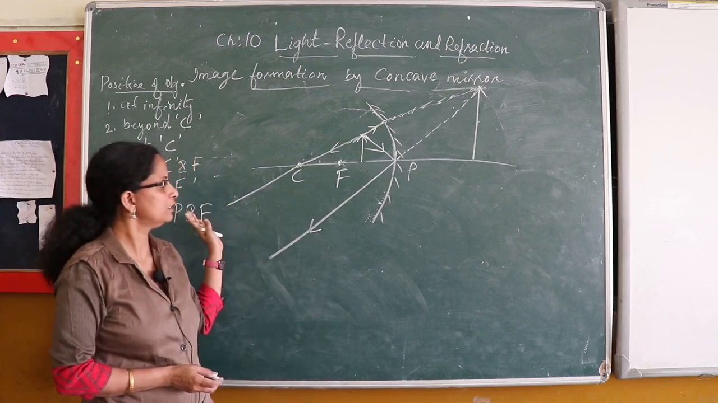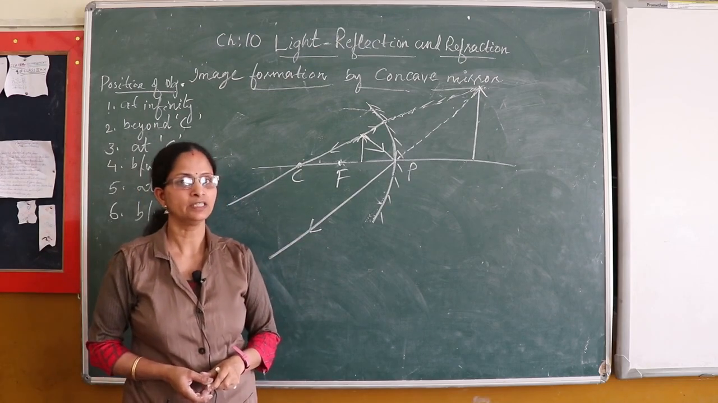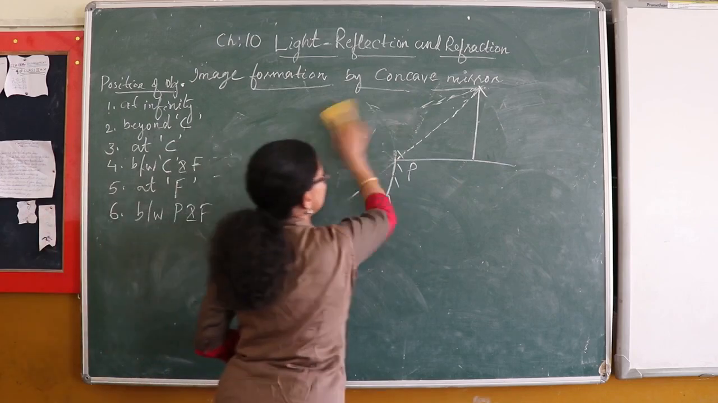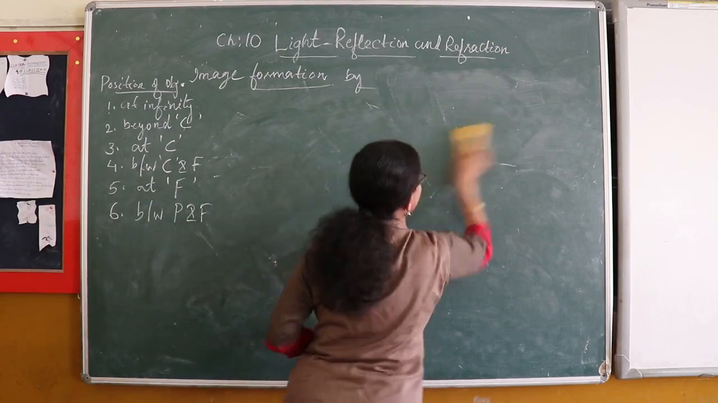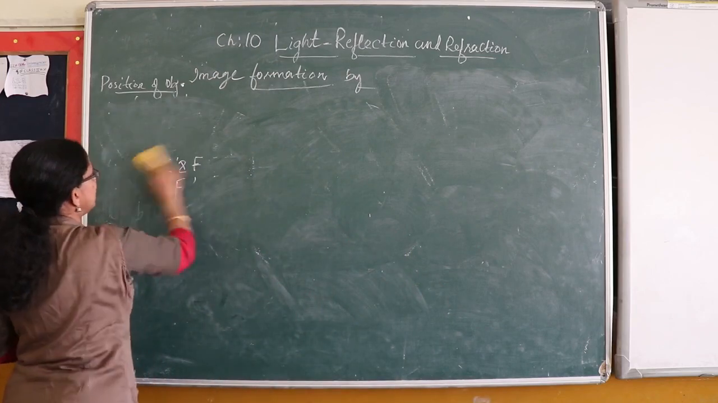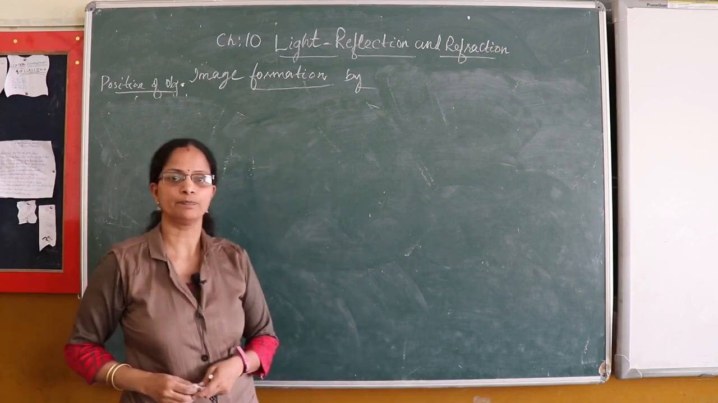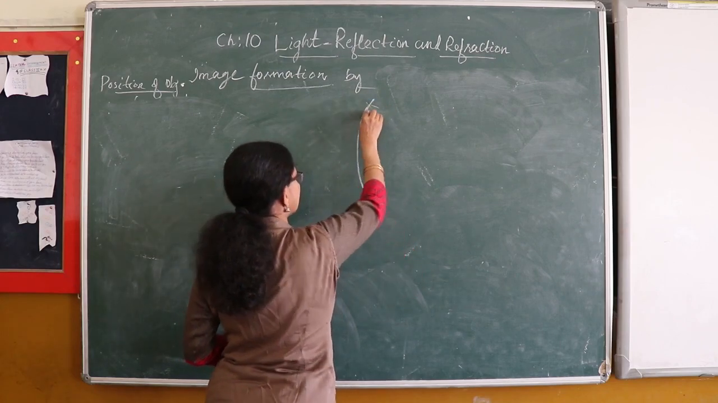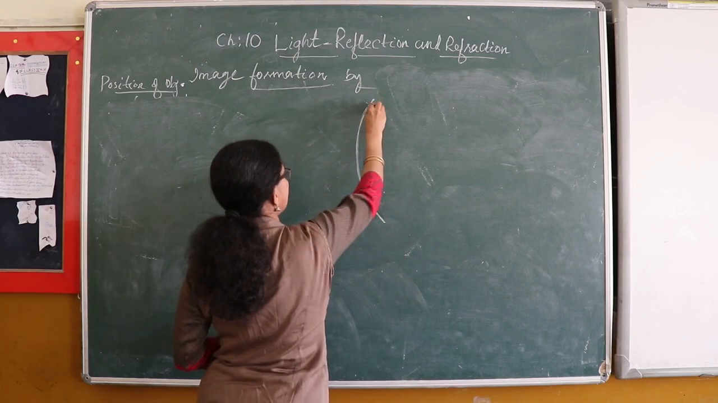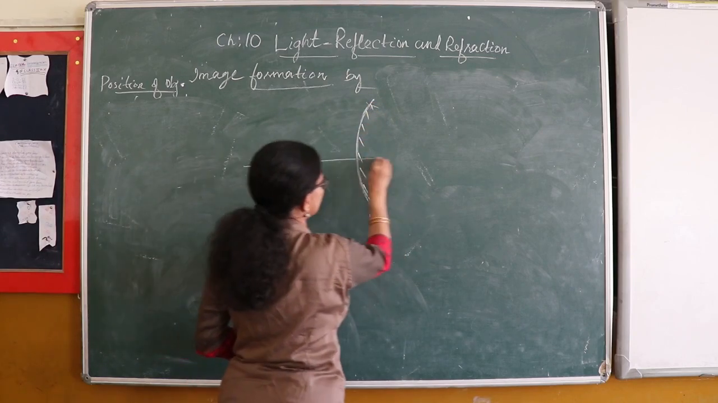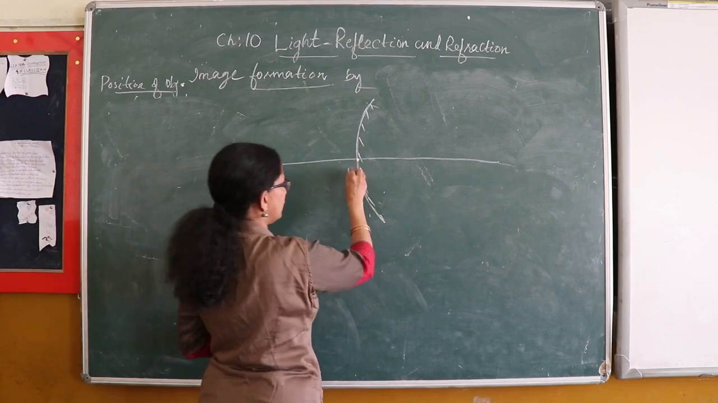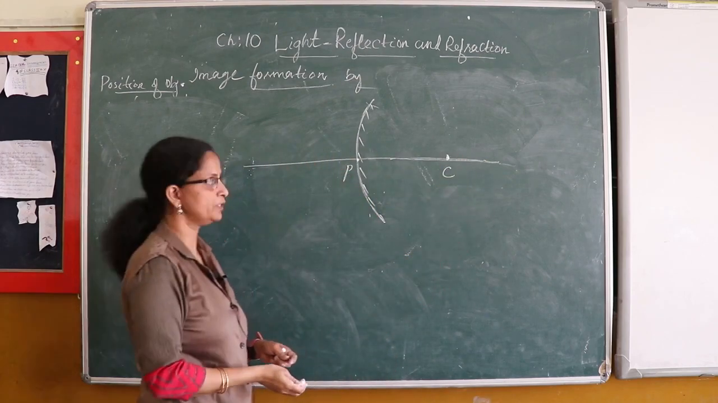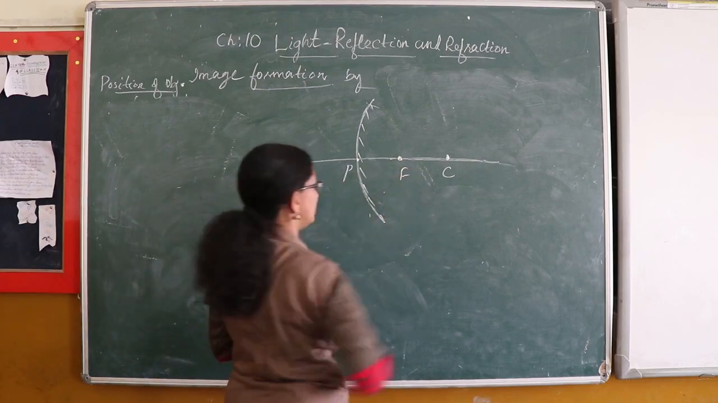So these are the various situations in which a concave mirror can form its image. Now we can see the image formation by a convex mirror. In case of a convex mirror, the image formation takes place in two situations only. The first one is that, on the principal axis, and we know in case of a convex mirror, the center of curvature lies on the opposite side, inside the mirror, and the principal focus is also on the opposite side.